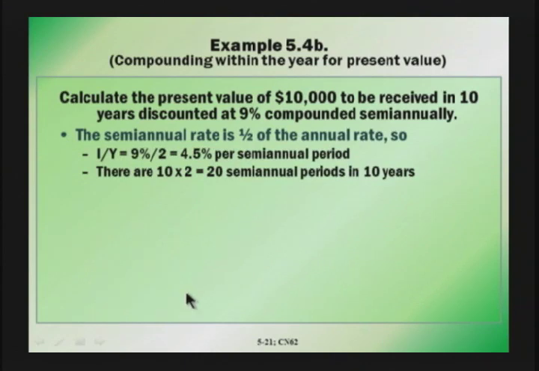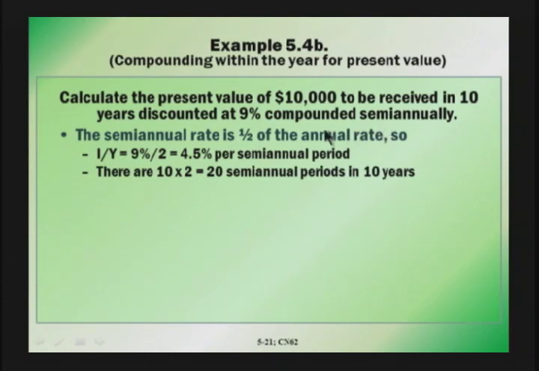Now, let's look at compounding within the year for present value. In example 5.4, part B here, I have a $10,000 future value that I'm supposed to receive. My discount rate is 9%, but discounting is going to take place on a semi-annual basis. So I have to do everything on a semi-annual basis. I'm to receive the $10,000 10 years from now, but I need to be working in semi-annual periods because the discounting or compounding, whichever direction you're going, is taking place semi-annually, twice per year.